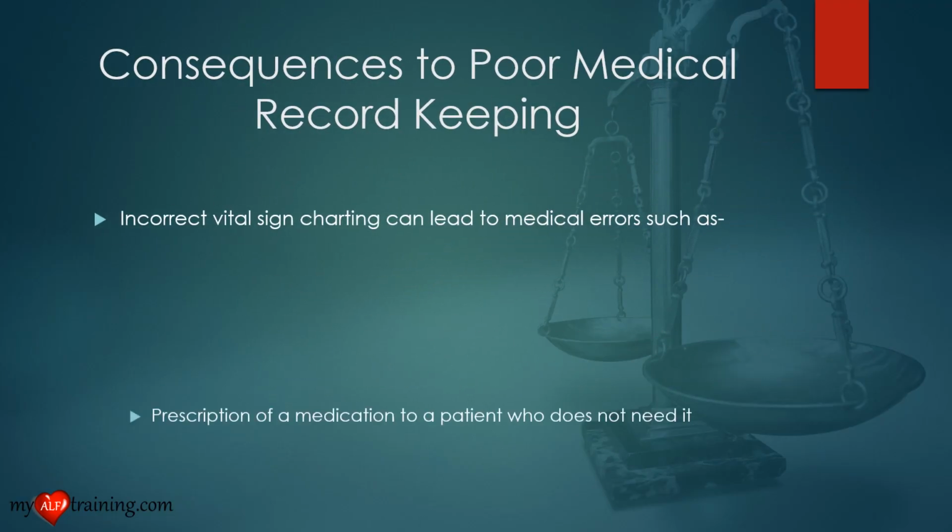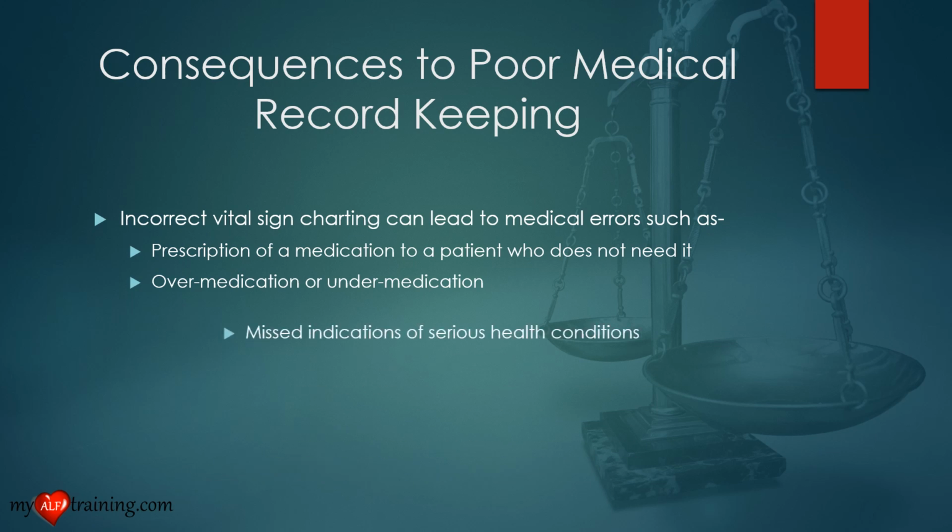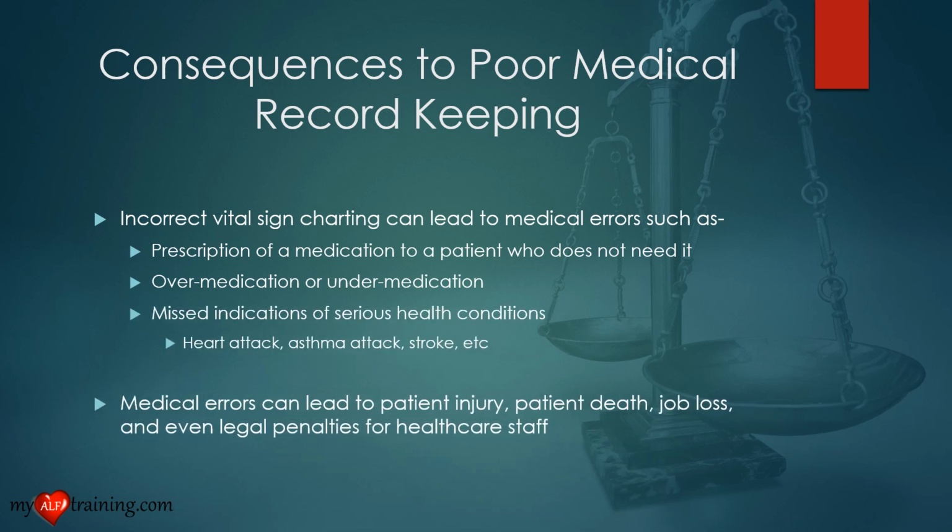Because accurate medical documentation is so important, there are consequences to poor medical record keeping. Incorrect vital sign charting can lead to medical errors, such as a prescription of a medication to a patient who doesn't need it, over-medicating or under-medicating a patient, and missing indications of a serious health condition like a heart attack, an asthma attack, or a stroke. Medical errors can lead to patient injury, patient death, job loss, and even legal penalties for healthcare staff.